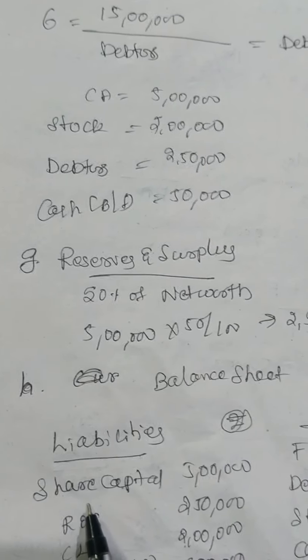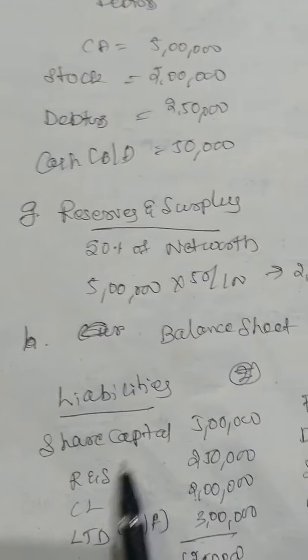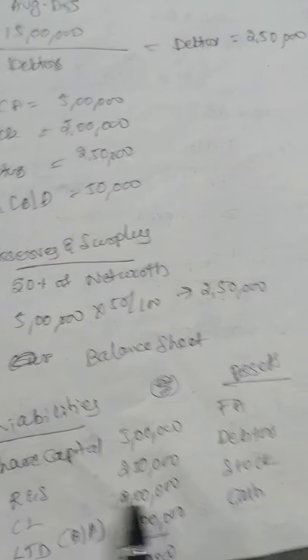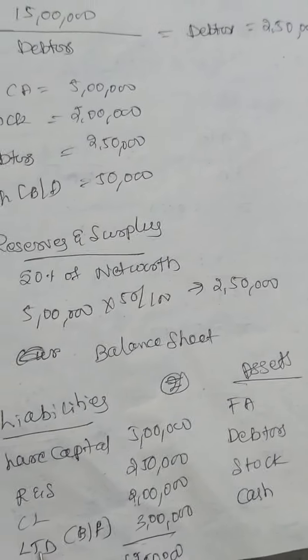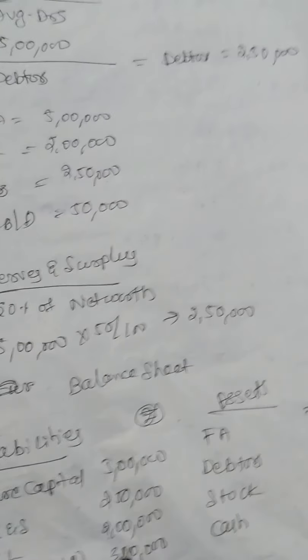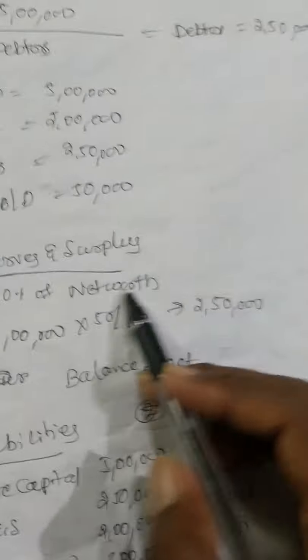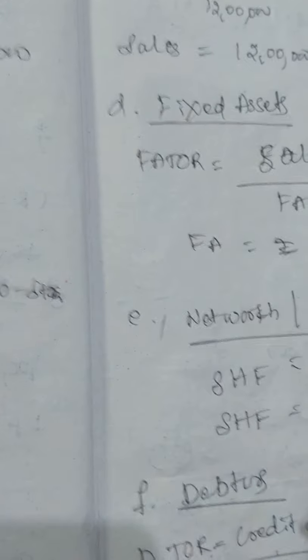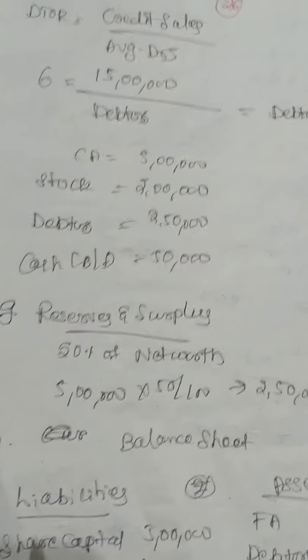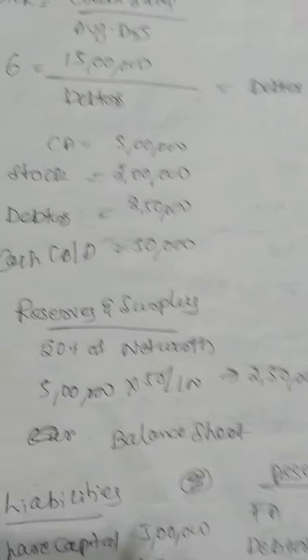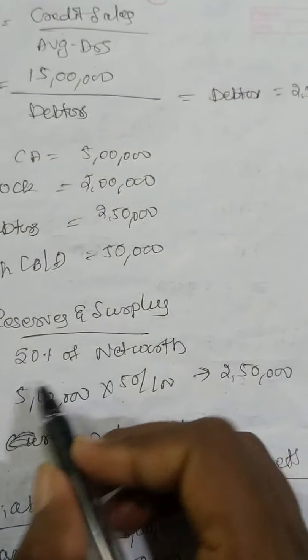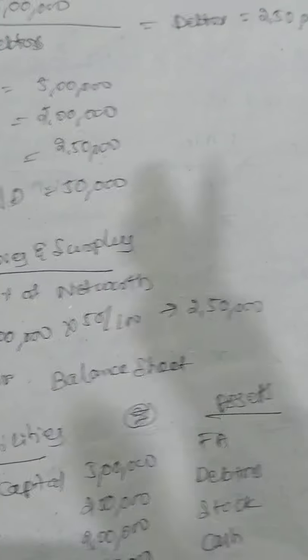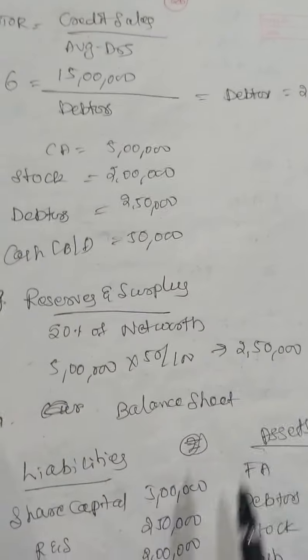Next, you need to get share capital 5 lakh, reserves and surplus 2 lakh 50, current liabilities 2 lakh, long term debts will become 3 lakh. Or you can do one thing, here I am considering 50% of net worth, means only I am considering 5 lakh of share capital. Okay, if you need you can consider 7 lakh 50 here. But you can't consider that because reserves include your share capital. Okay, you can consider on 5 lakh only.